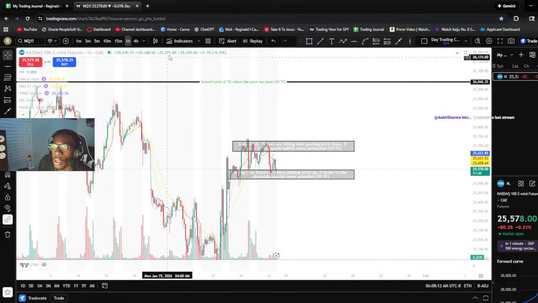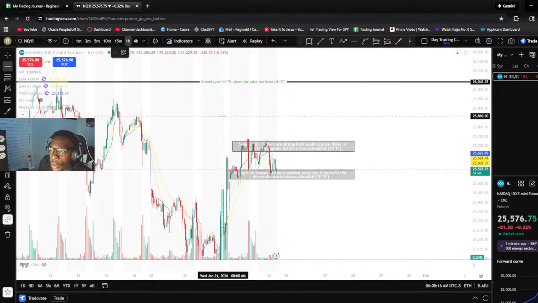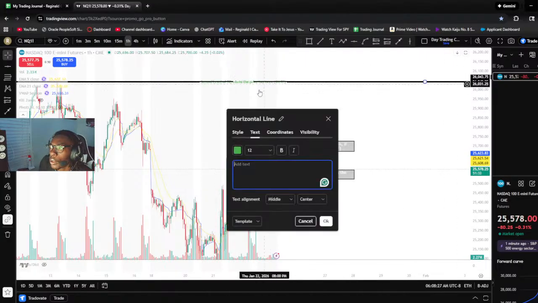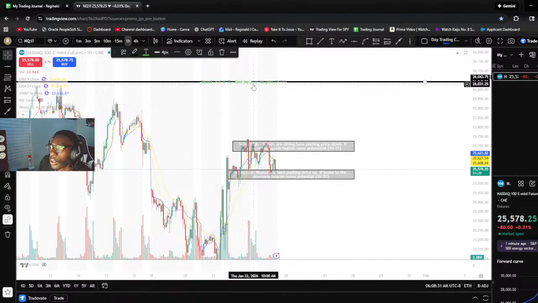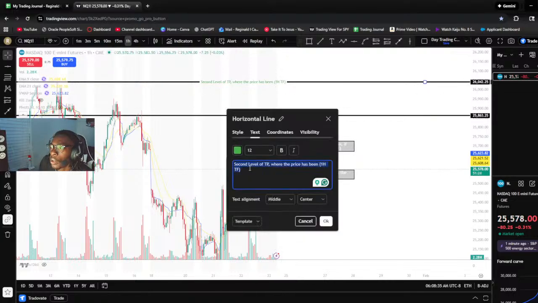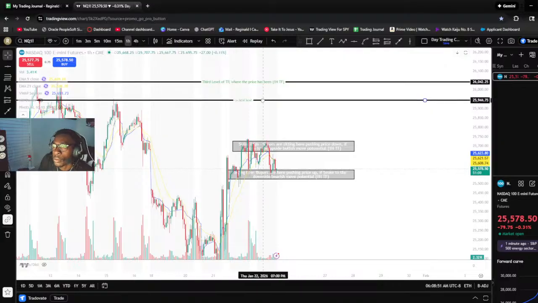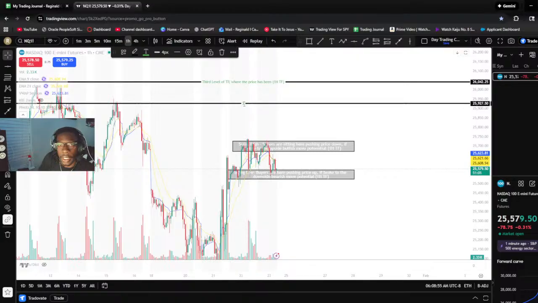Okay, so that's the first level. Now, our second level, I'm just marking up my charts right now. This would be third level. Second level. So I'm marking up my charts on a higher time frame, so when we see this breakout, I know where to take profit at. Here, let me do this.